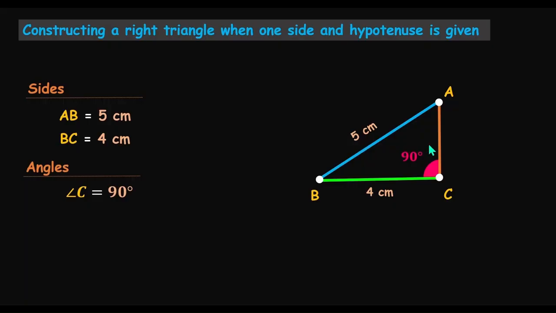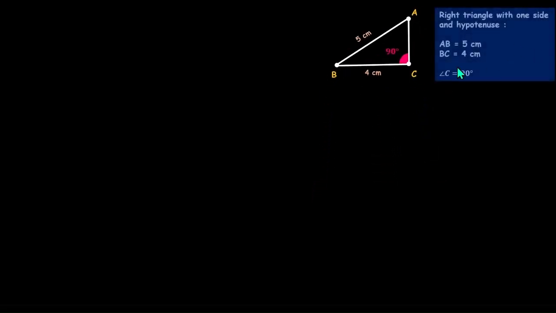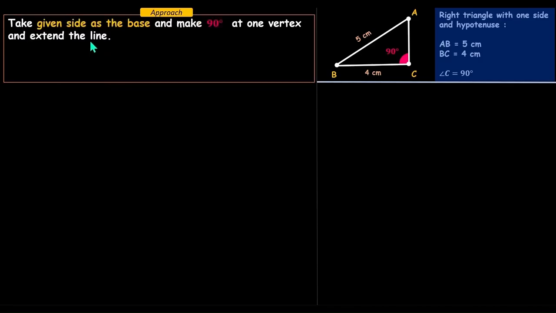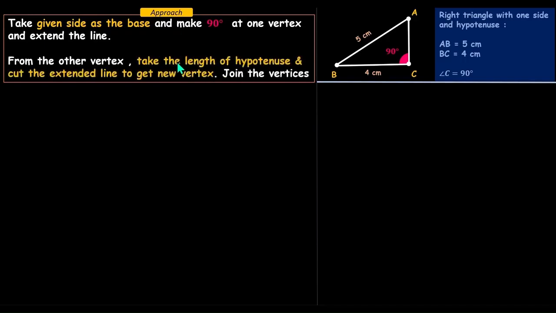Let's put this somewhere and we also have the information here, and let's see what our approach is going to be like. We discussed that our approach would simply be that first we'll take the given side as base and make 90 degrees on one of the vertices and then extend the line to get the point at which the hypotenuse connects. We'll take the length of the hypotenuse and cut the extended line to get the new vertex and then we'll join the vertices. So take out your pencil, compass and scale and work this out with me.